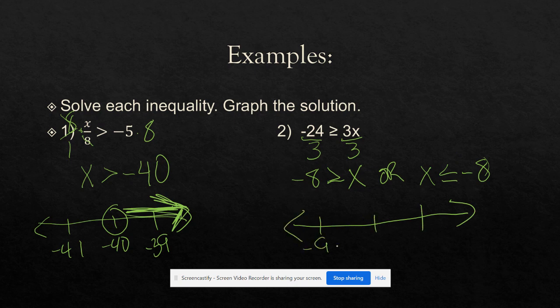Graphing our solution. This time we have a closed circle at negative 8 because it's equal to. Less than goes towards negative infinity. Even class periods do the even U-tries of 3 to 6. Odd hours do the odd U-tries of 3 to 6.